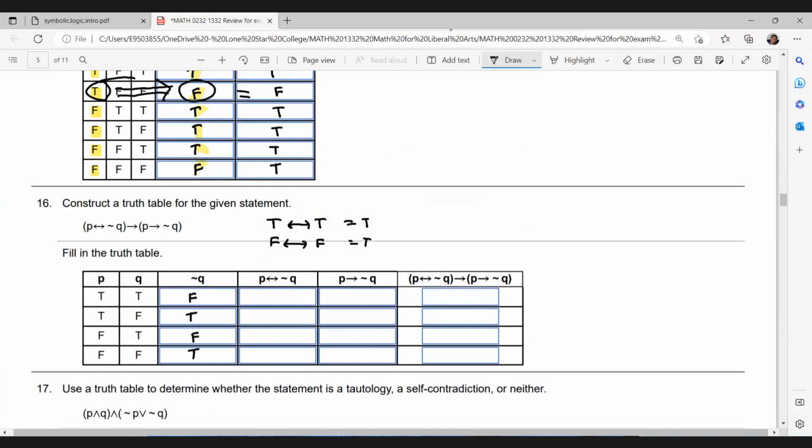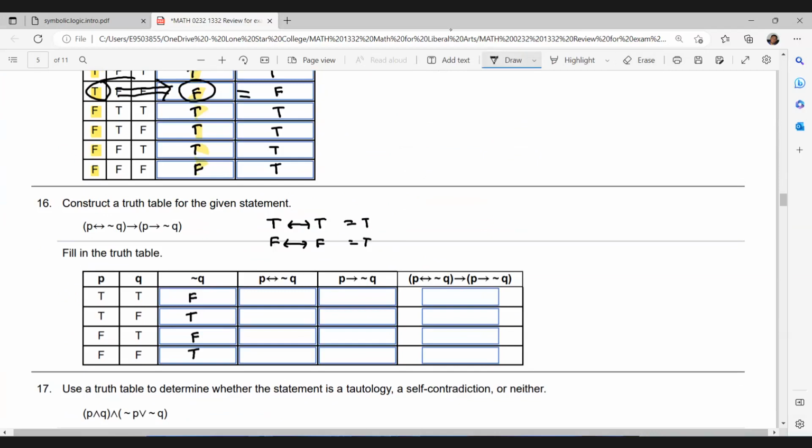Okay, so that's the only way a biconditional will be true, if the previous two statements have the same truth value. So therefore, we're looking at P, and so we're looking at the first and third column here. Let me just erase that.